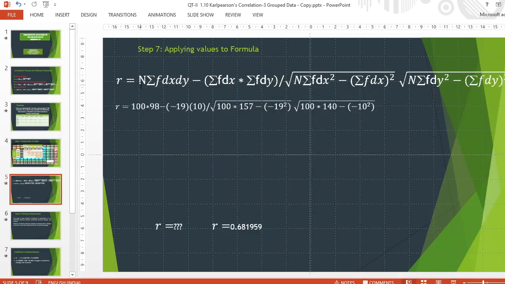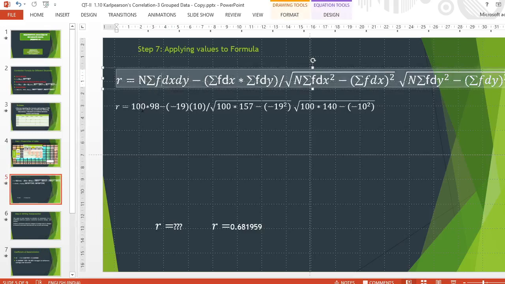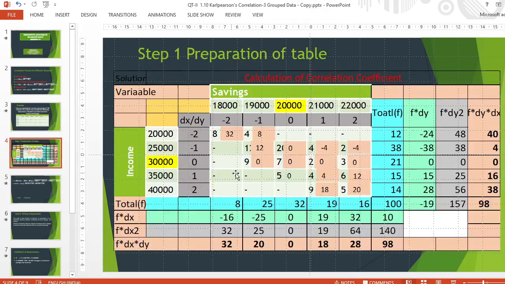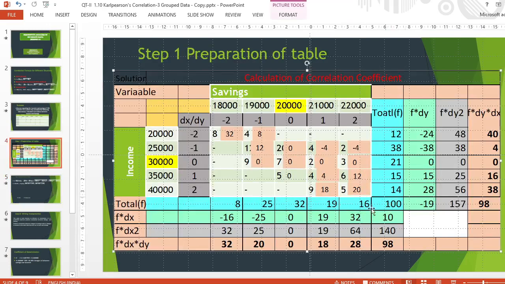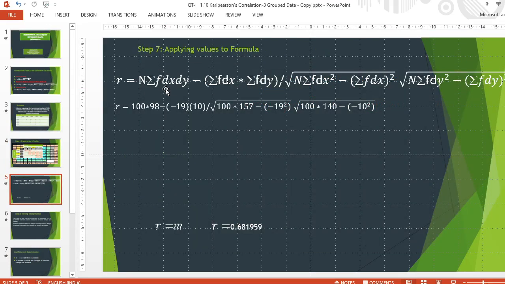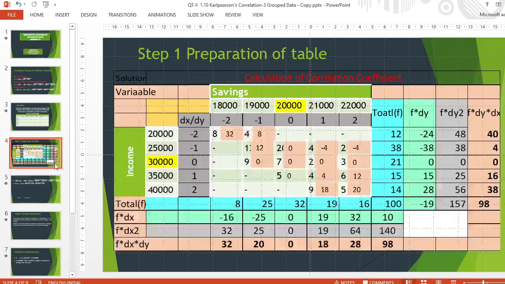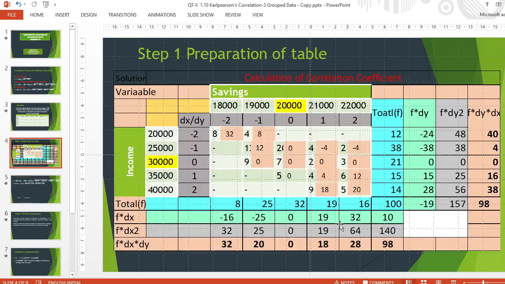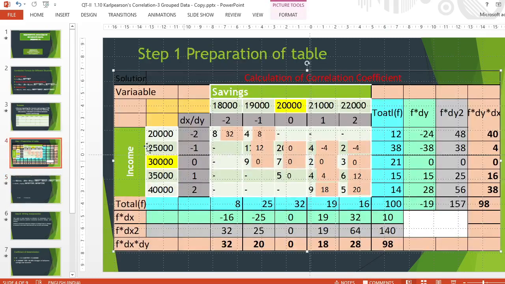So here we know the formula for Pearson's coefficient of correlation for grouped data. After this, we need to apply the values. So n value, that is the total of frequencies, is 100, n into summation f dx dy. So here summation f dx dy value, that is 98. Summation f dx dy or summation f dy dx, one and the same, that is 98, minus summation f dx, so summation f into dx value, that's 10.